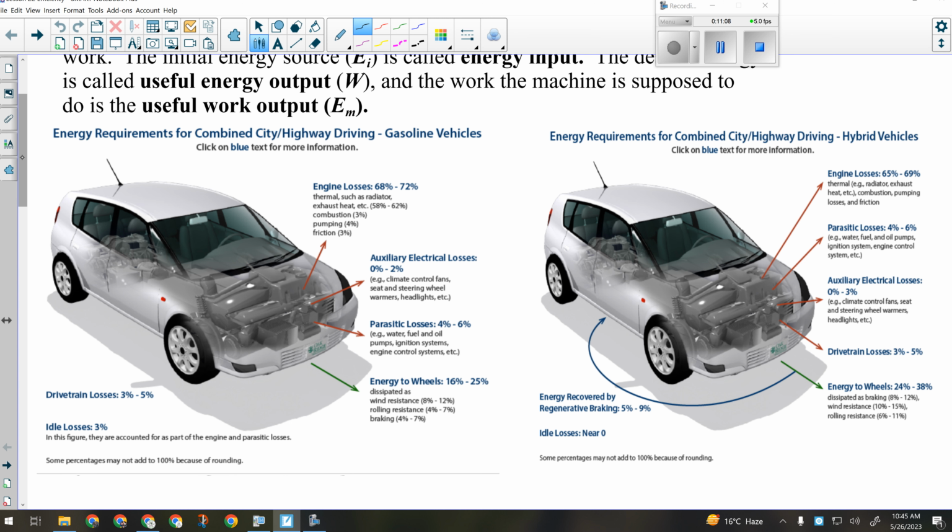Okay, drivetrain losses, 3 to 5%. It's still spinning wheels, it still has a transmission, all of that stuff's still the same. Okay, energy to the wheels is 24 to 38%. Well, why is it so much better than this one?